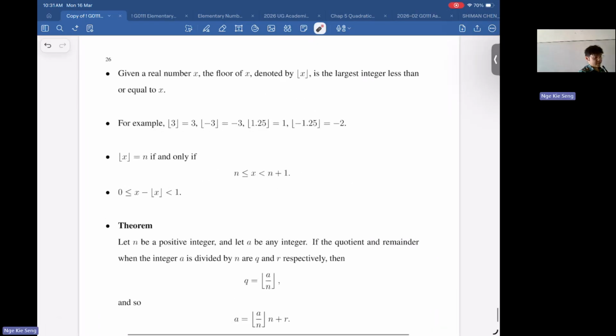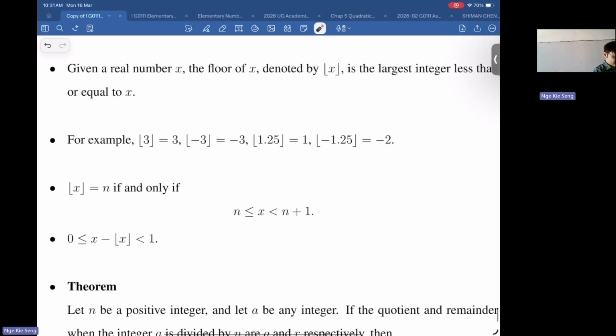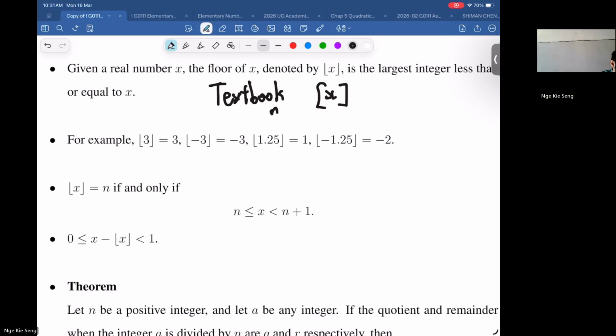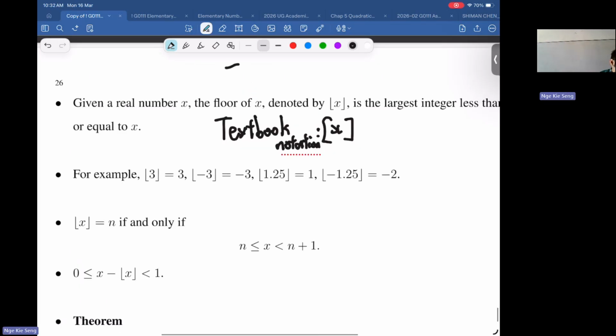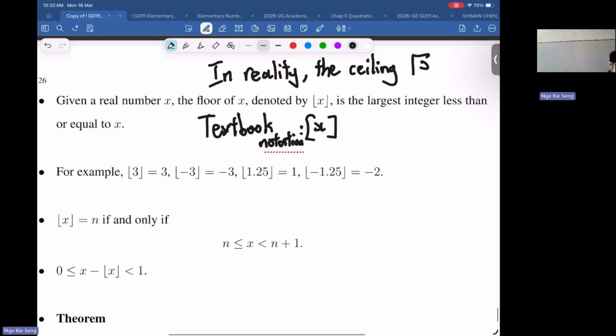Okay. So next, we're going to introduce some notation called the floor. It looks like this: a bracket that only has a bottom, with the top open. In your textbook, I think they write it like this, the textbook notation, just a bracket around x. Because in reality, there's also something called the ceiling, which looks like this. So here is the floor.